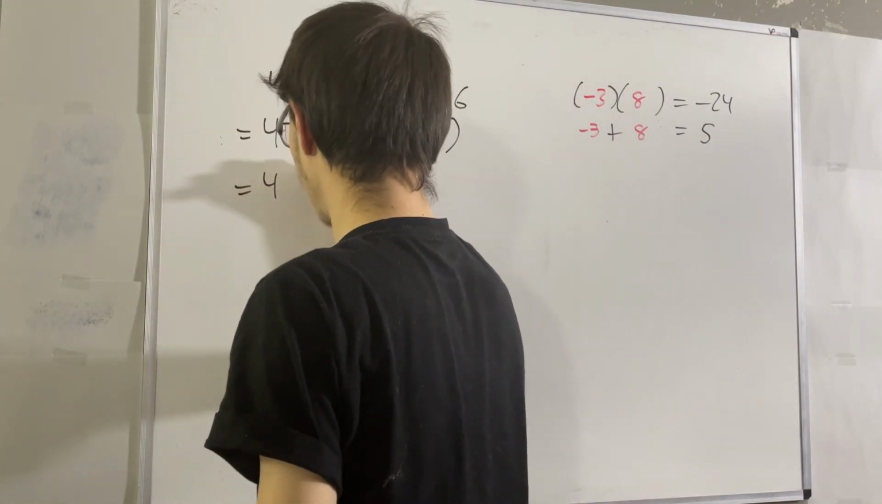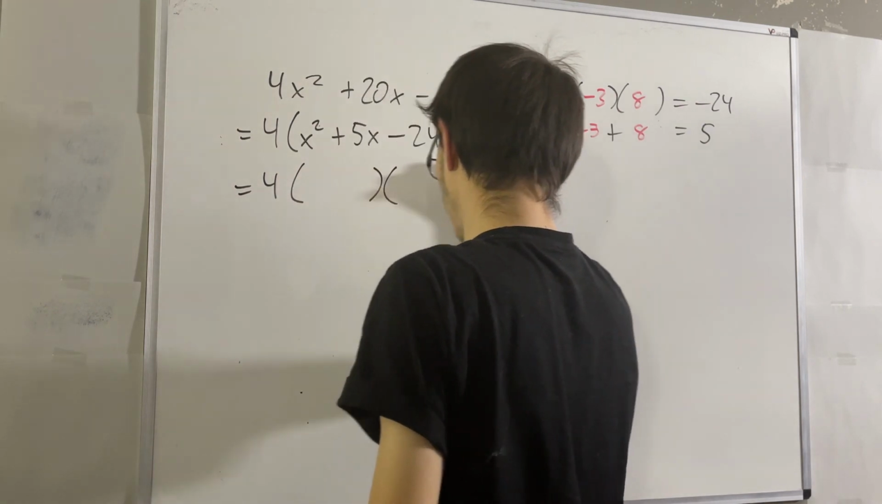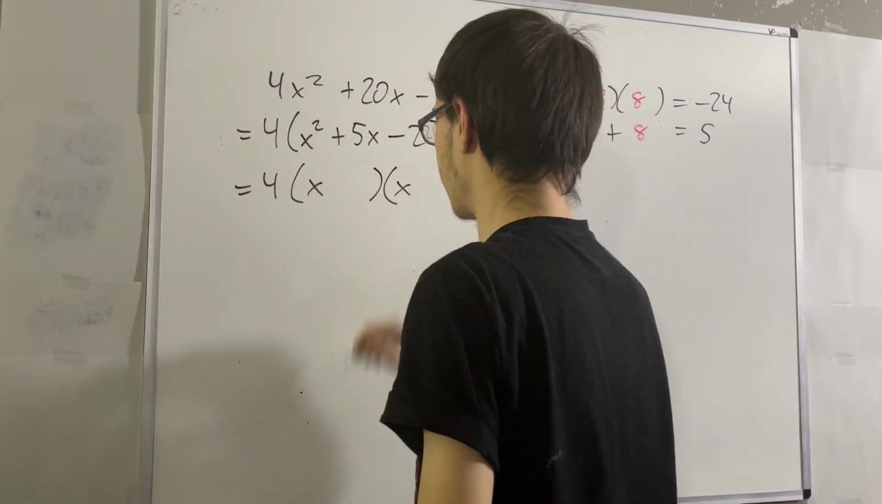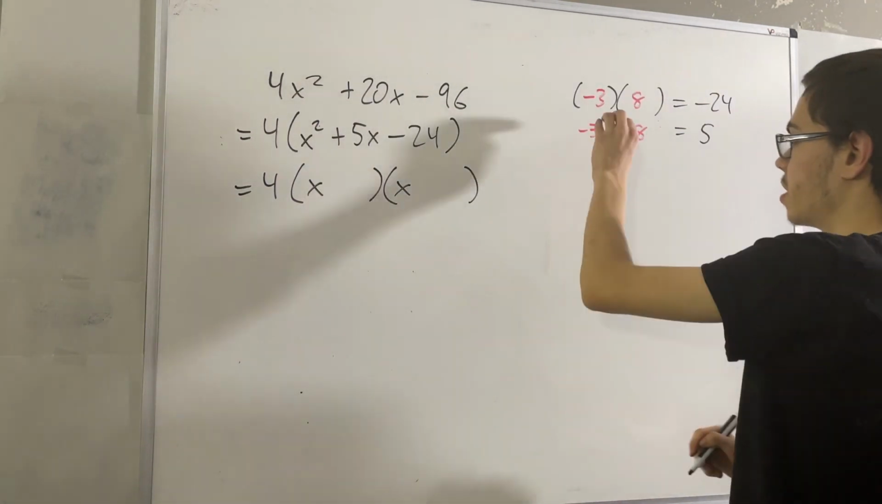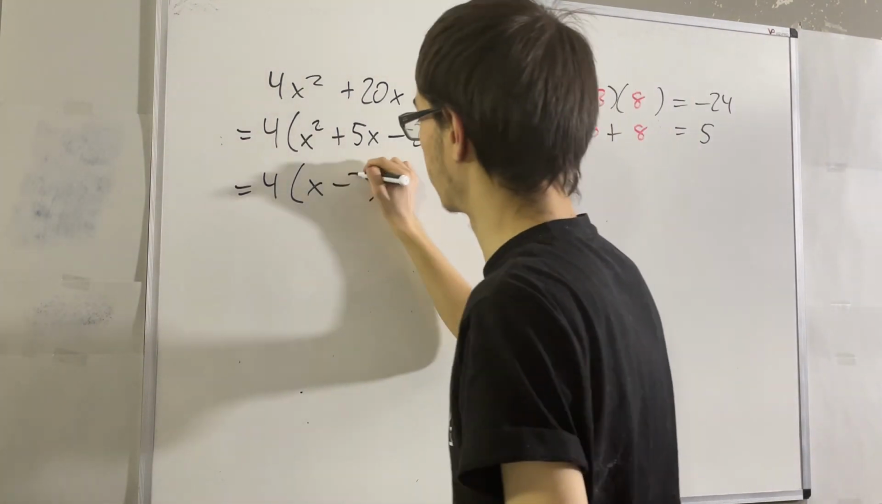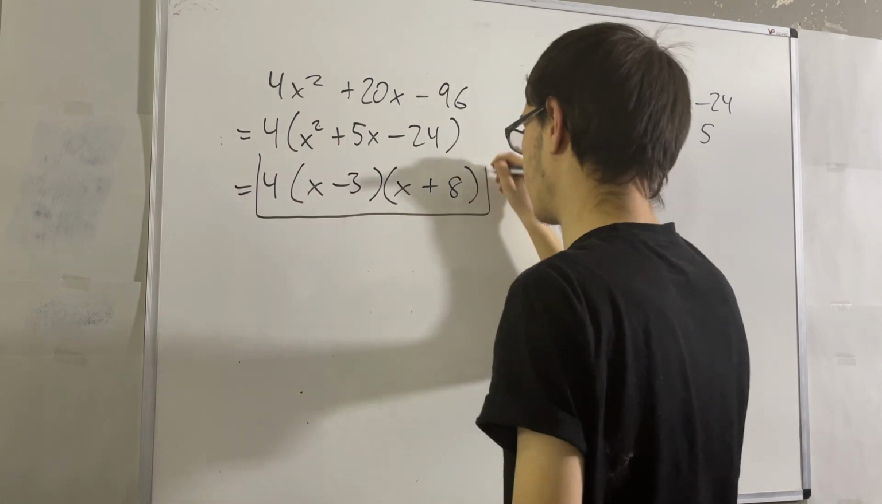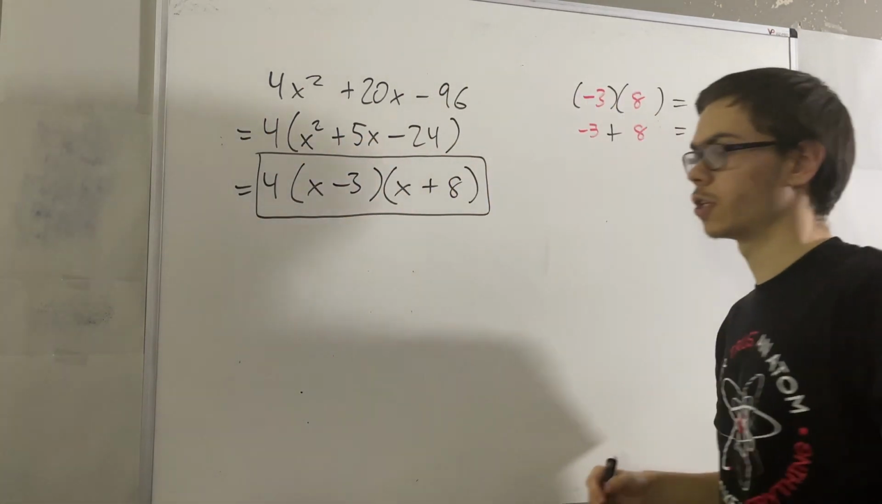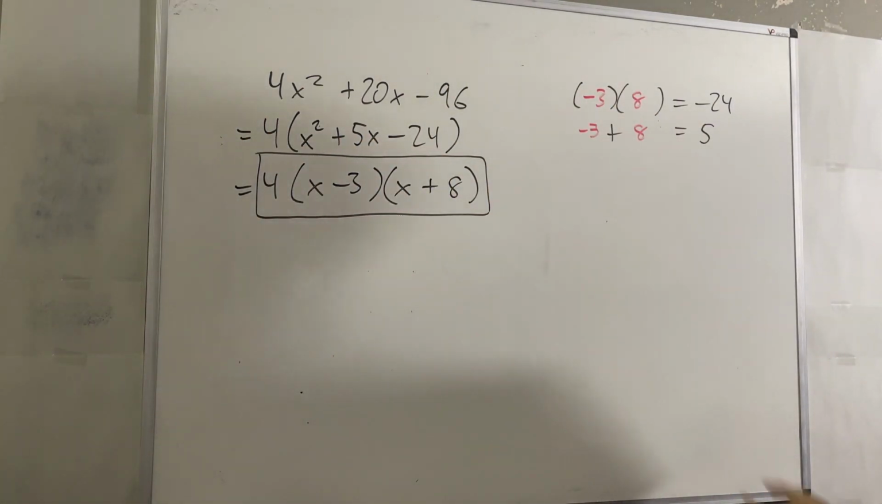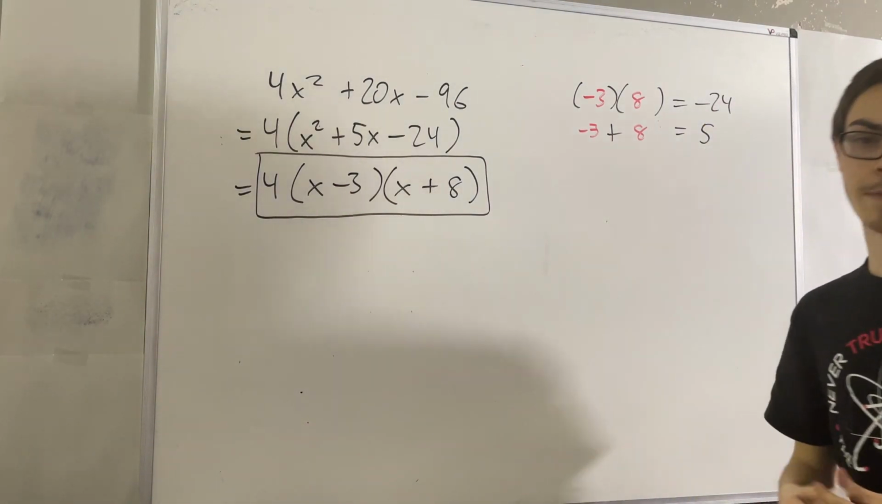So we have 4 times, and again, we're going to split this up into 2 parentheses, x here and x here. We know it's -3 and 8, so we have -3 and +8. And we cannot go any further with this, right? That's as far as we can go with that. So this is basically it for factoring this one.